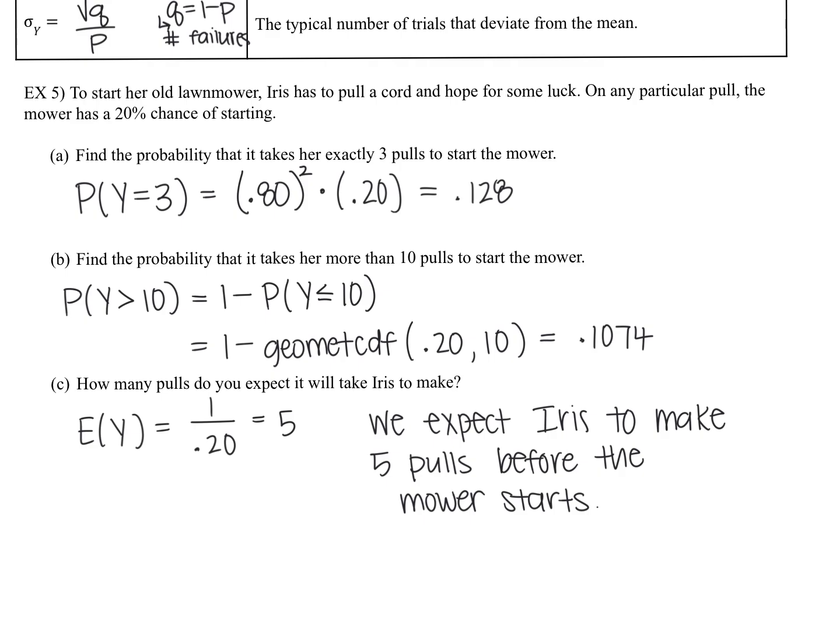This is different than the interpretation for a binomial distribution, where it was specifically talking about how many successes you're going to get in your number of trials. This one is how many trials you're actually going to have to perform to get your first success. So a little bit different in the interpretation for a geometric distribution than a binomial.